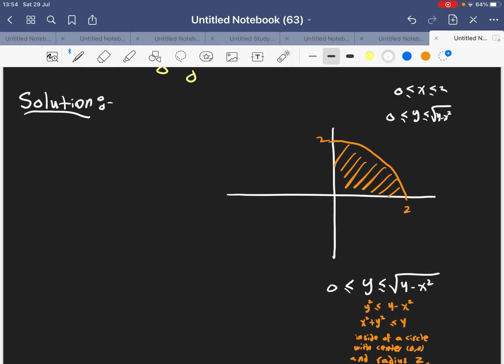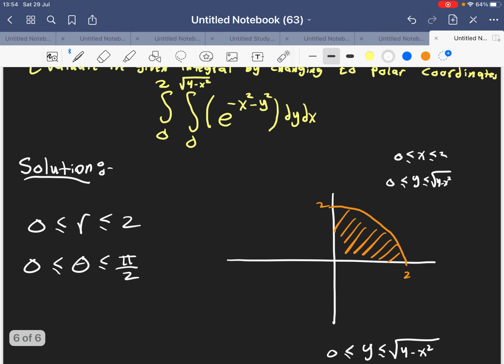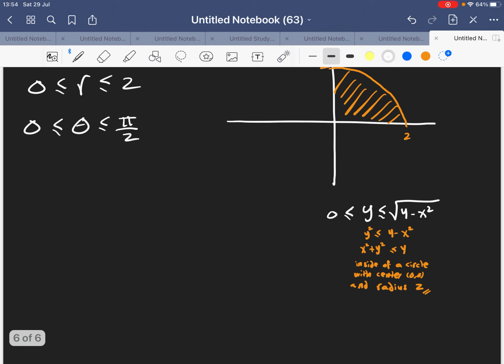Now, once I get this part, I need to know what r is between what and what, and theta between what and what. And I think those are clearly written here. The r starts from 0, and it will go all the way to 2. And for the theta, we start first here, and we will end up here, which means I will start at degree 0, and I will go all the way to pi over 2, which is 90 degrees. Those are the two pieces of information.